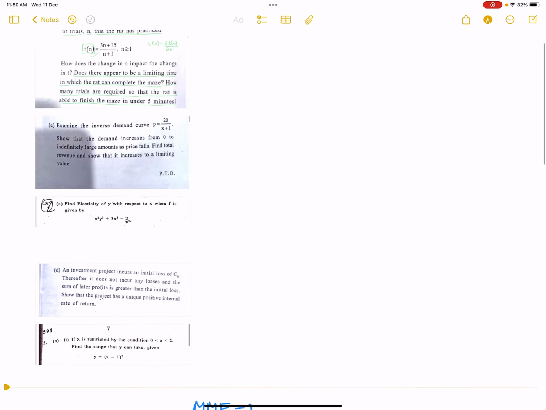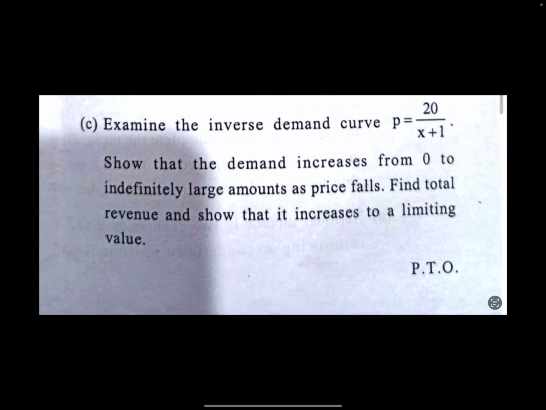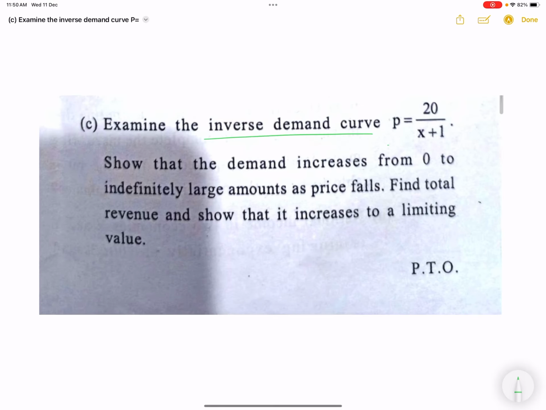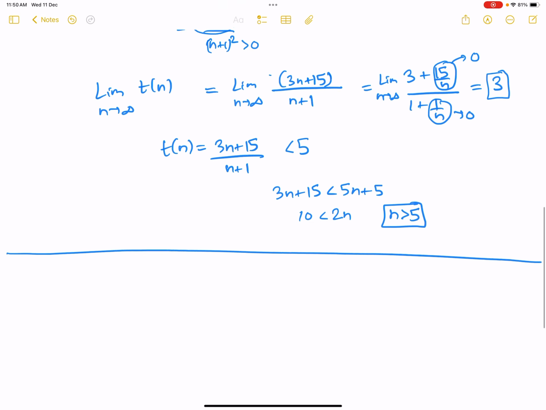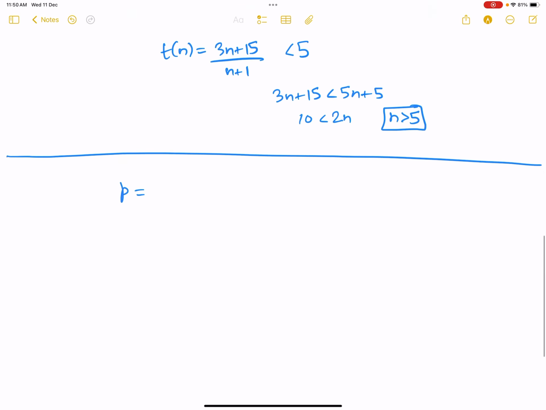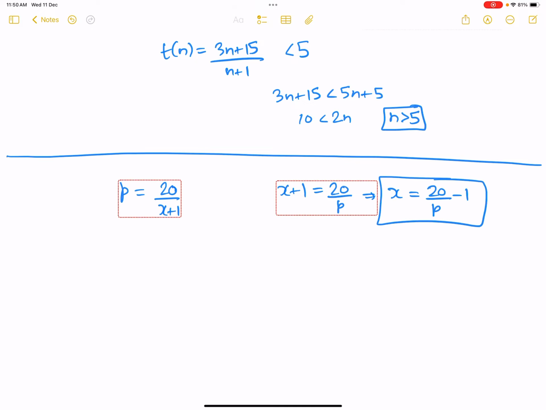Okay, now moving on to the next question. Examine the inverse demand curve P equals 20 upon (x plus 1). Show that the demand increases from 0 to indefinitely large amounts as price falls. The inverse demand function is given to us: P equals 20 upon (x plus 1). We can derive the demand function with the help of this. So we have x plus 1 equals 20 upon P. This implies x equals 20 upon P minus 1. So we have got the demand function with us.